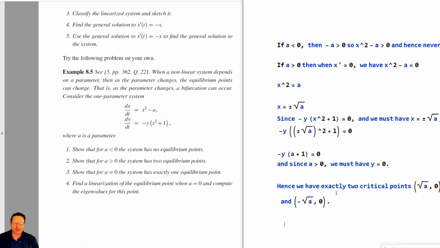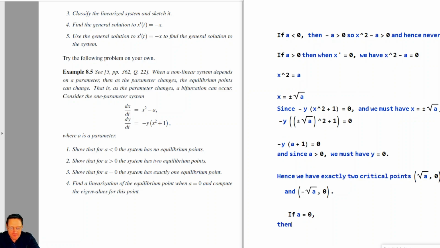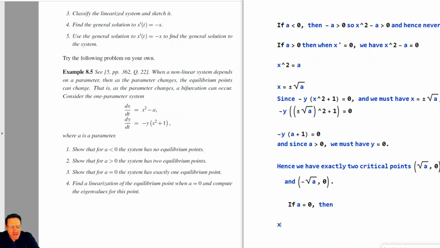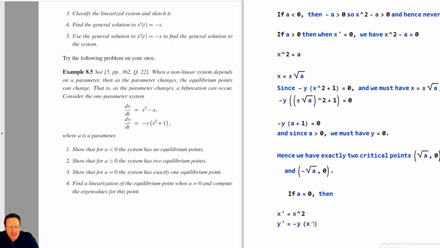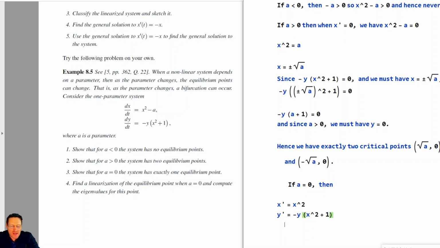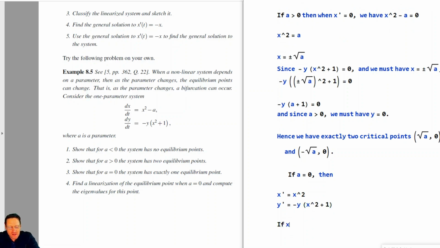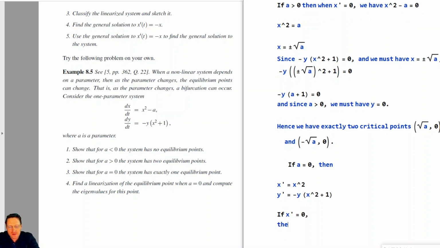All right, now let's have a look at when A is equal to 0. So if A is equal to 0, then what we have is the system x dash is equal to x squared, and y dash is equal to minus y times x squared plus 1. Okay, so if x dash is 0, then clearly x is 0, right? That's the only solution for the first one.